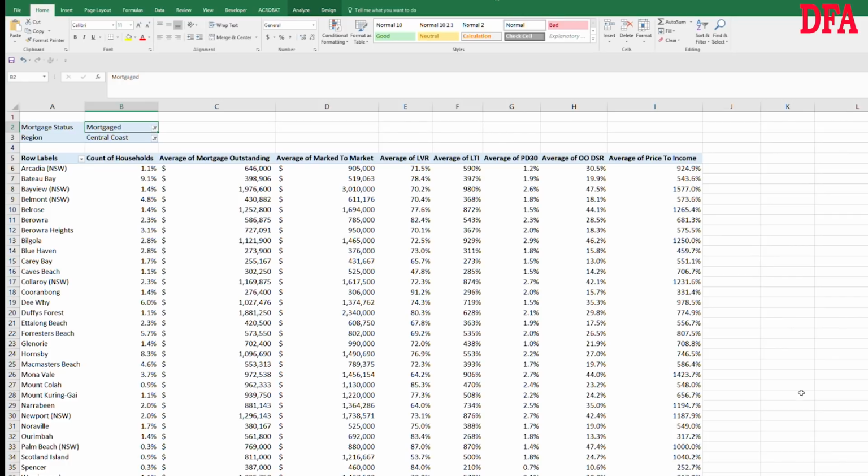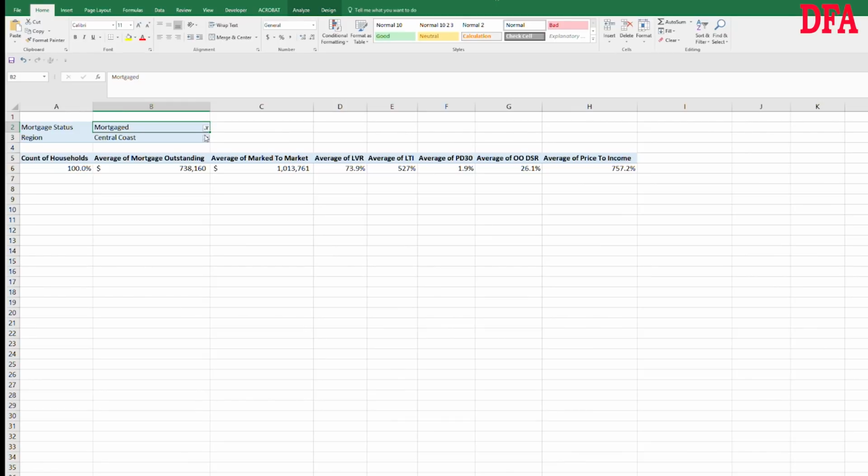So that's a little bit of an illustration of the sorts of things that you can do with the model. There's a lot more, of course. There are about 100 fields that you can manipulate in the underlying data. But it gives you a bit of a flavour of the way the model works and how we actually do some of the analysis that you see on the Digital Finance Analytics blog.